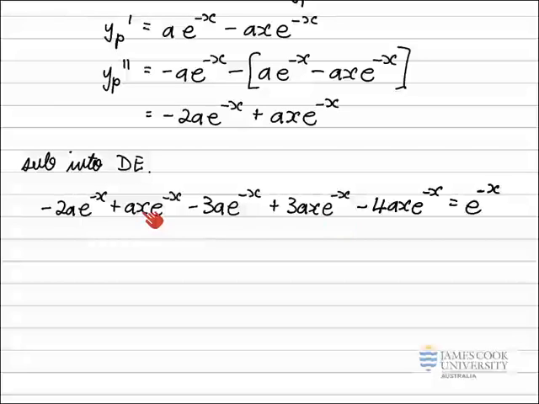I've got two types of functions here, x e to the negative x and just e to the negative x constants. And I can see that if I look at just the ax e to the negative x's, I've got one of them here and 3 of them here, which is 4, and minus 4 of them here. So if I've done this correctly, this will always happen. One of the types of functions will cancel out. On the left hand side now, I've got negative 2a e to the negative x minus 3 of those same types of functions, which gives me minus 5a e to the negative x, and that is equal to negative e to the negative x on the right hand side.